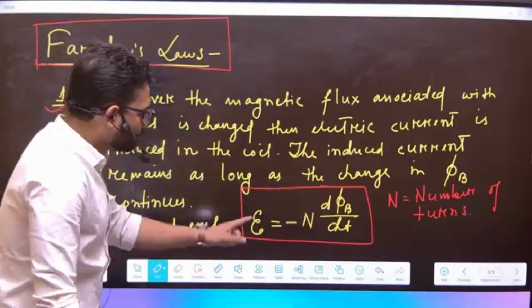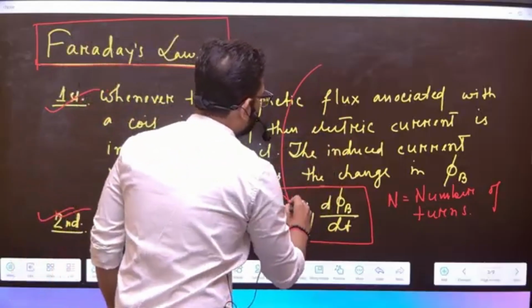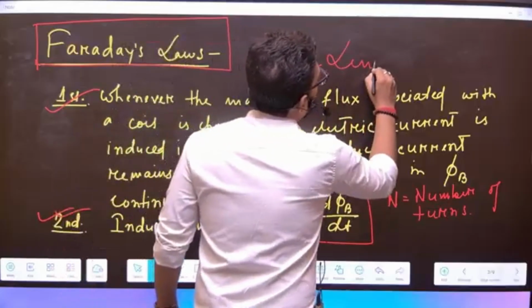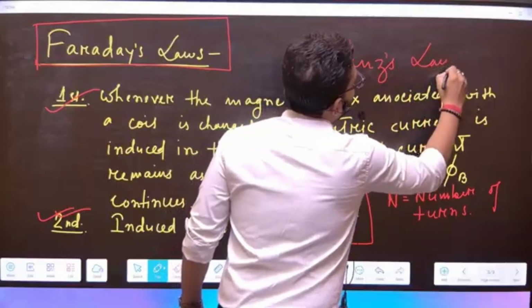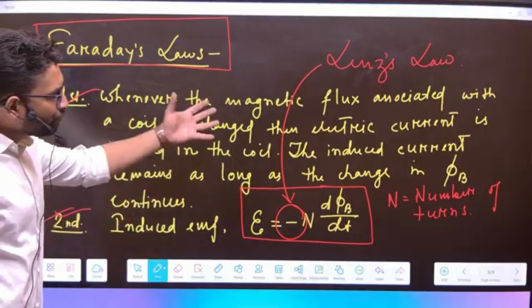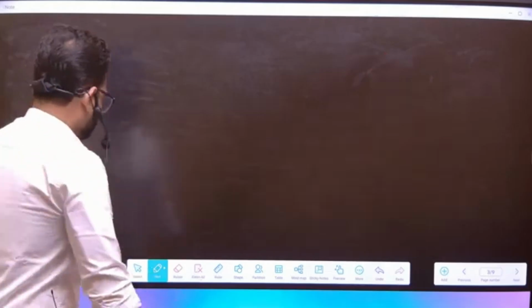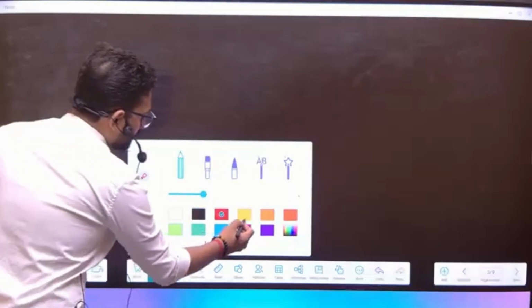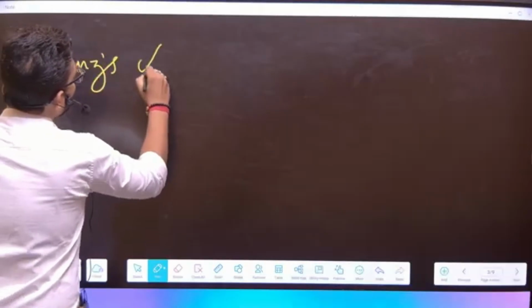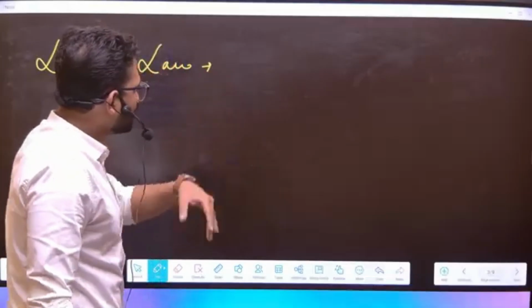Now to understand this negative sign, why this negative sign appears, you have to know about another law, and that law is Lenz's law. So we will now learn about Lenz's law. If you wish to, you can pause the video and write this down. What is Lenz's law? First I will write this definition and then I will explain.